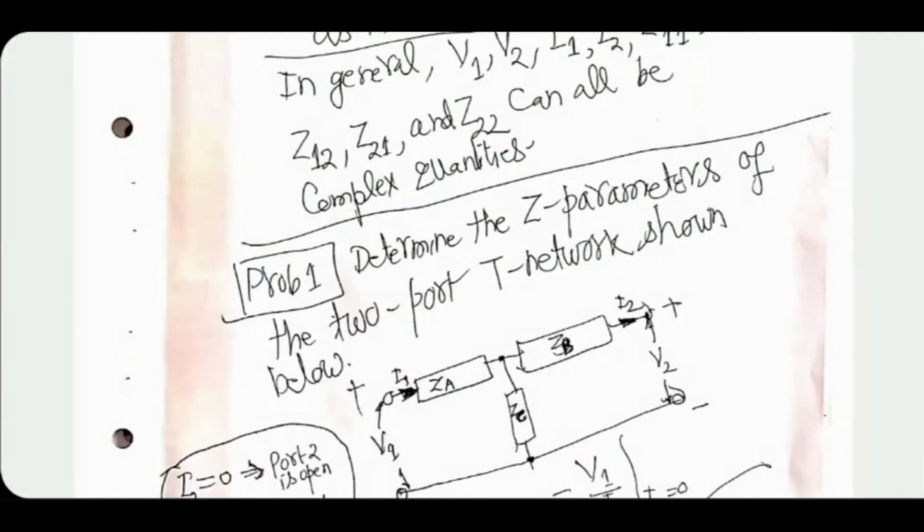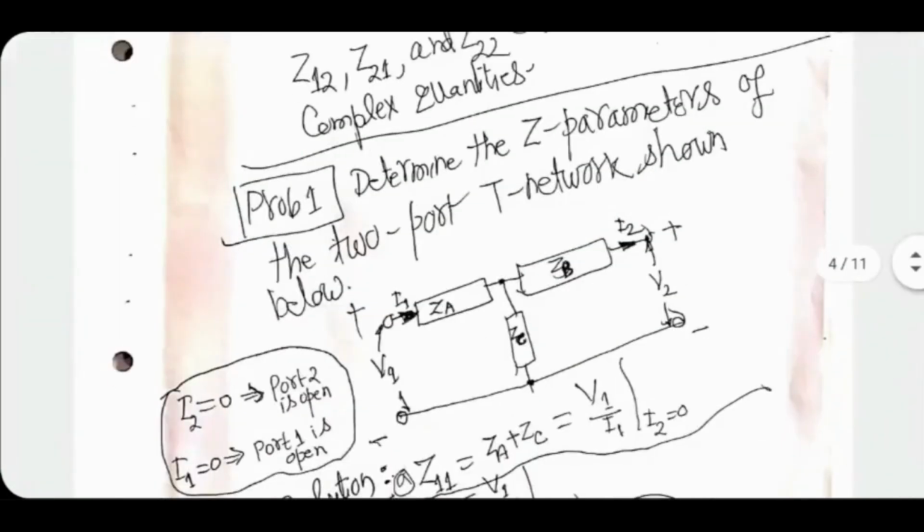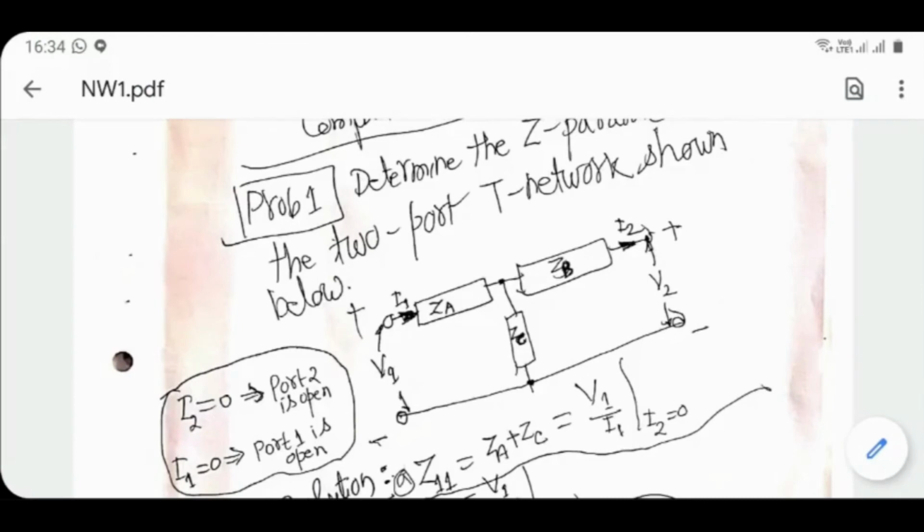Now let's apply this theory to a given network. Determine the Z parameters of the 2-port T network shown below. It's a T network because you see that 3 impedances are connected at a T, making a T junction, in a manner so that they make a T junction. So the word is T network.